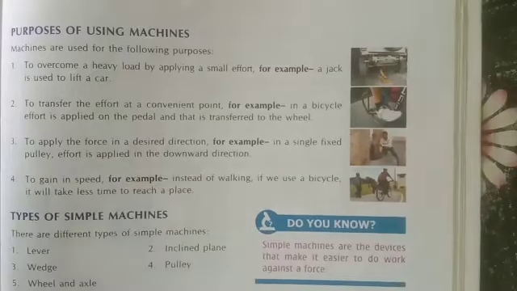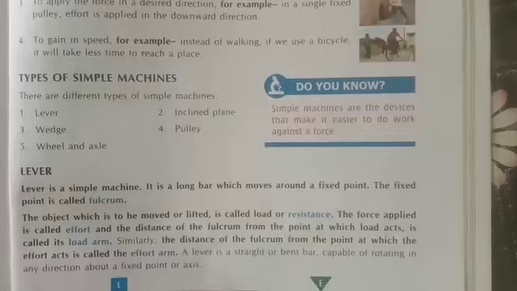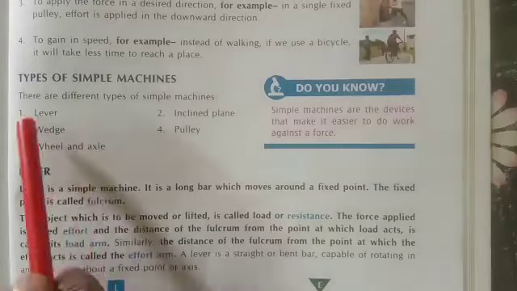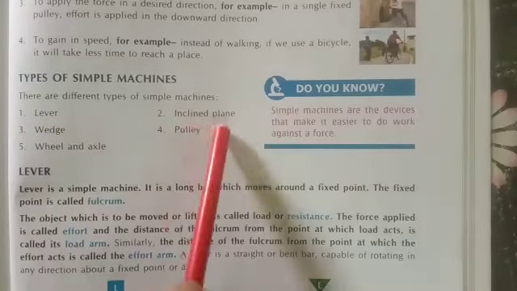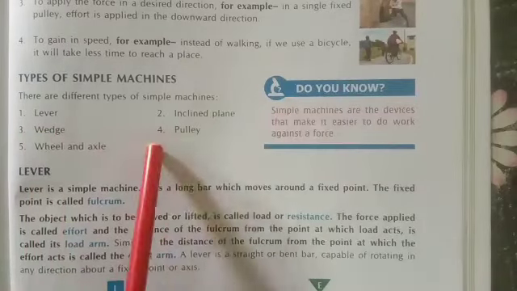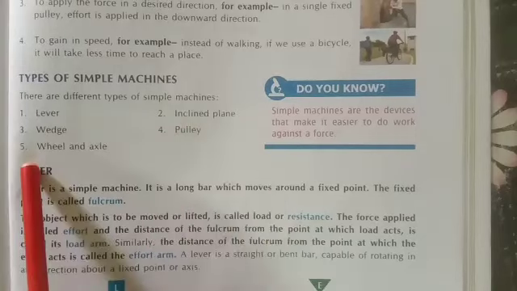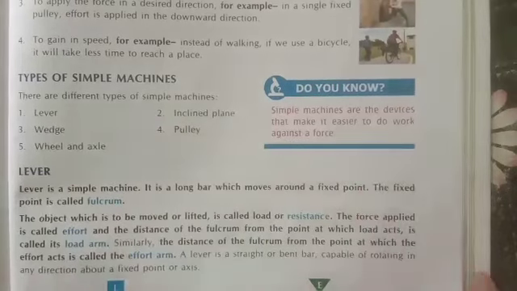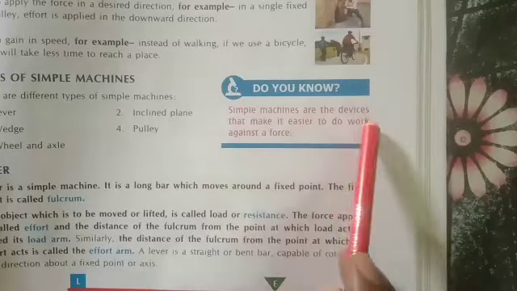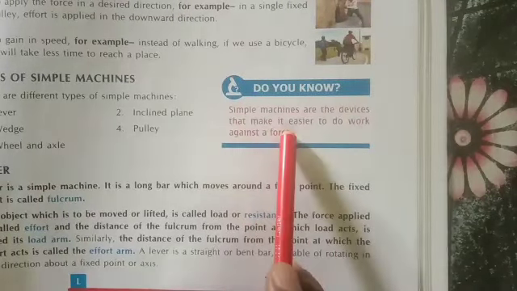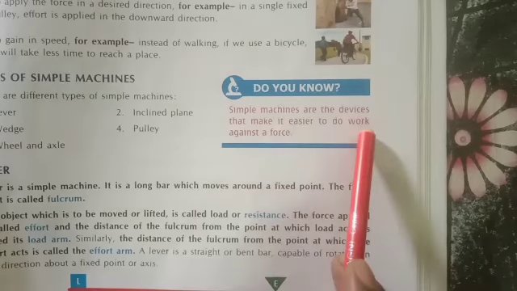Next, come to the different types of simple machine. There are different types of simple machine. Number 1, lever. Number 2, inclined plane. Number 3, wedge. Number 4, pulley. Number 5, wheel and axle. Then, what is the main function of a simple machine? Simple machines are devices that make it easier to do work against a force.